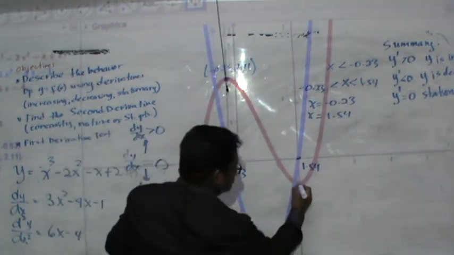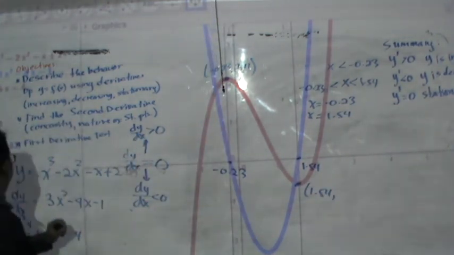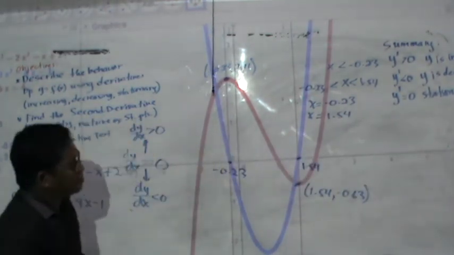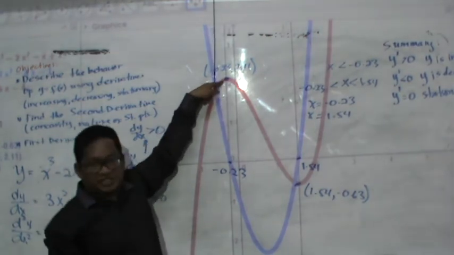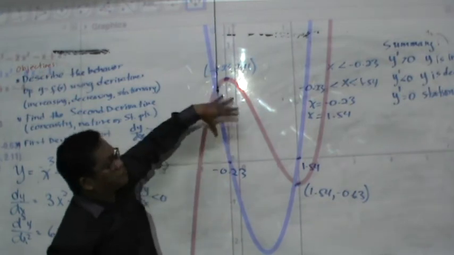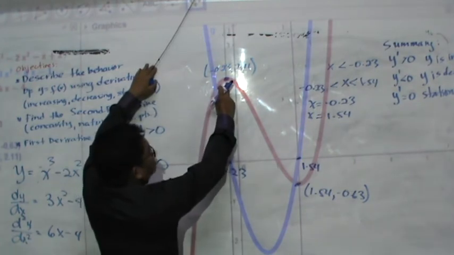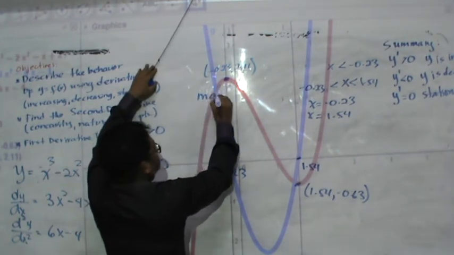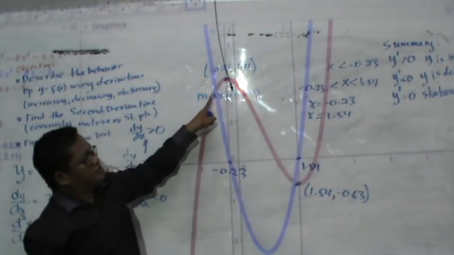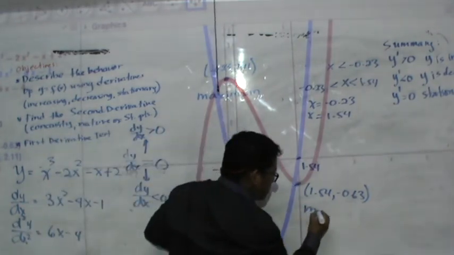And at this point, x is equal to 1.54, and when you compute the y there, it will give you negative 0.63. So this point here, as you can see, is above, and the opening is downward. So we can say that the nature of this stationary point is maximum. Again, this stationary point is maximum. And this stationary point here is minimum.